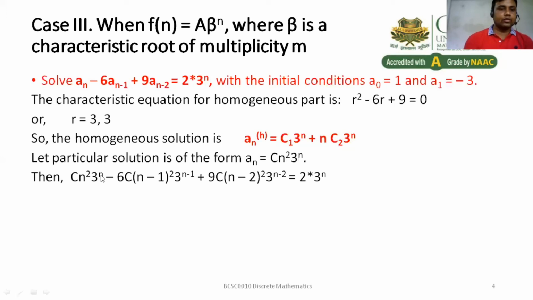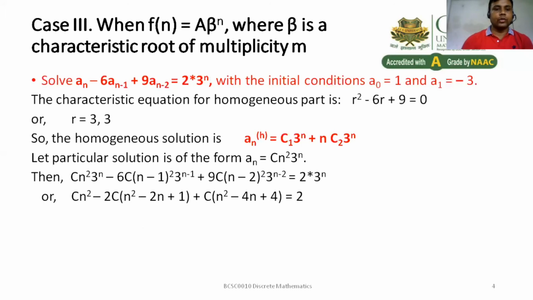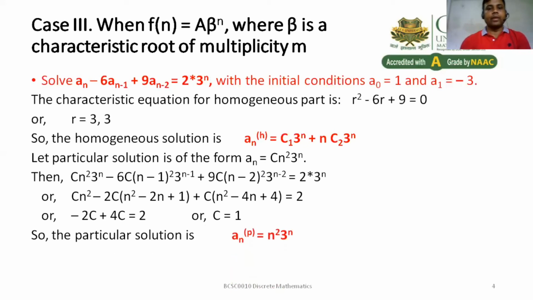So the value of an is c n square 3 to power n. In the same way, the value of an minus 1 will be c (n minus 1) whole square 3 to power n minus 1, and the value of an minus 2 will be c (n minus 2) whole square 3 to power n minus 2. Now, if you take 3 to power n common and cancel it out from both sides, you get this equation, and after simplifying you get the value of c to be 1. This value of c can be put in the particular solution to obtain an p equals n square 3 to power n.